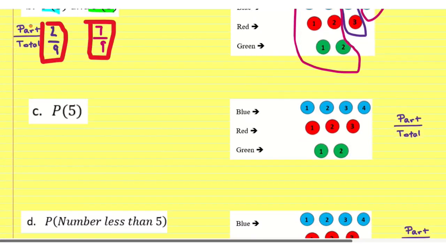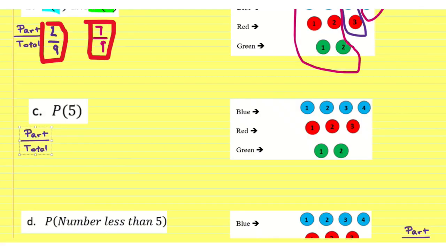Okay. And again, this one also is just a simple probability. It's a part out of a total. So how many 5s do I have? I have no 5s. So that means I have 0 out of 9 choices, but 0 out of 9 is just 0. So I have 0 probability of getting a 5 because none of the marbles have a number 5 on there. So the probability of getting a 5 is 0.